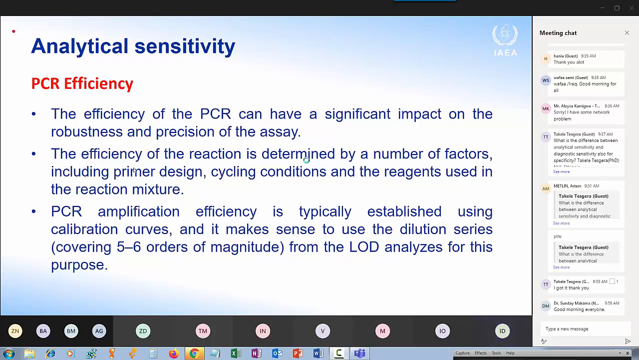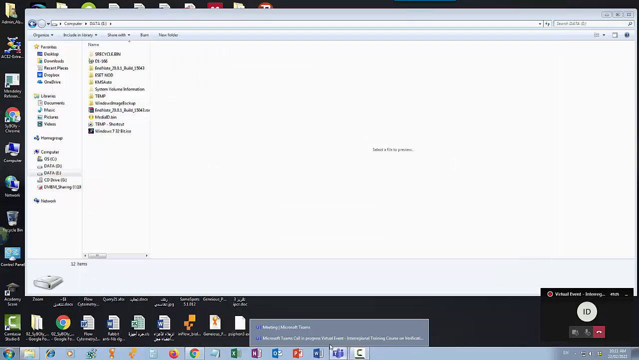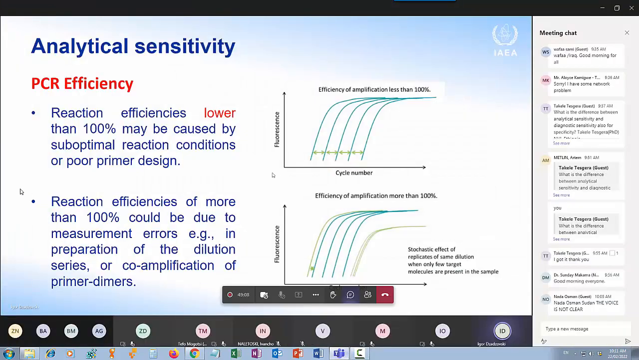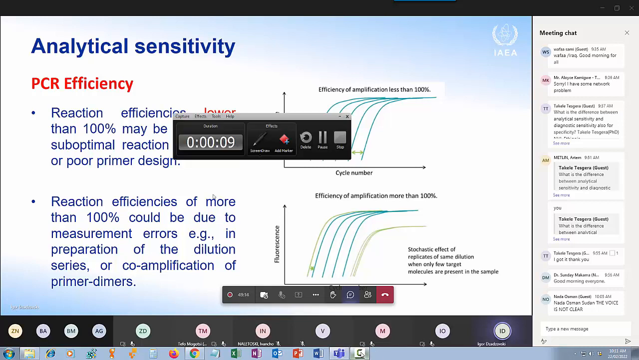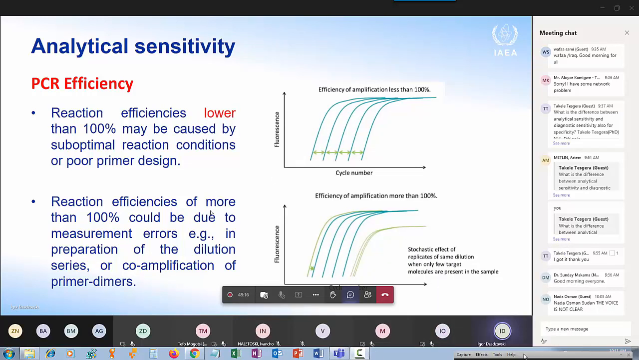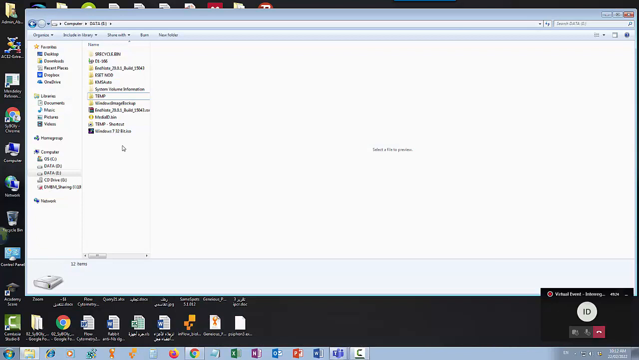In these studies, we should use strong positive samples, which will give us at least 5 to 6 points of the dilution series, or quantification of primer dimers. In the lower picture, you can see that the difference between the CT values from the most concentrated to the next one is pretty close. Then we have more or less equal distances, and at the end, again, we have very close CT values for the last samples in the dilution series.